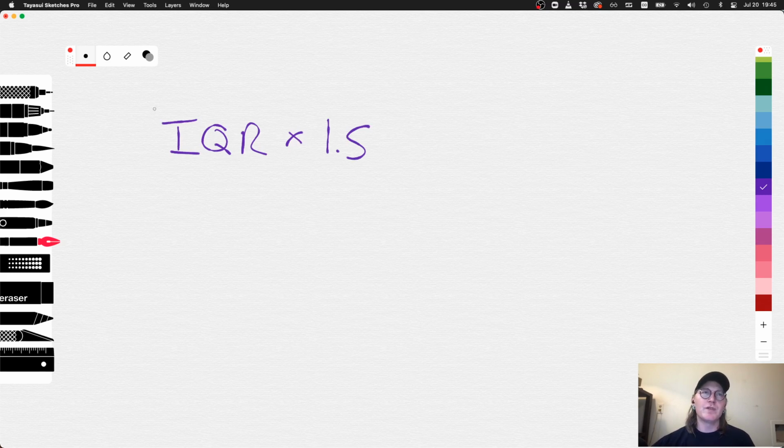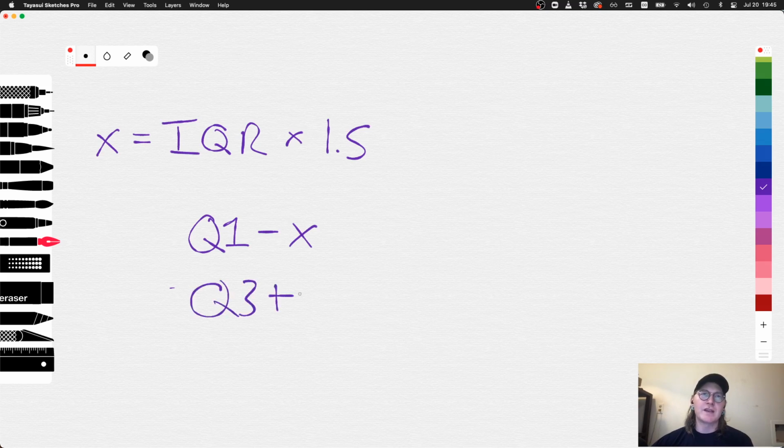So whatever this ends up being, let's call this X, right? We can take Q1 and subtract X from that. So we can take whatever this is, subtract it from Q1 and decide anything below that is a low outlier. And anything that is X above Q3 is an outlier, okay?